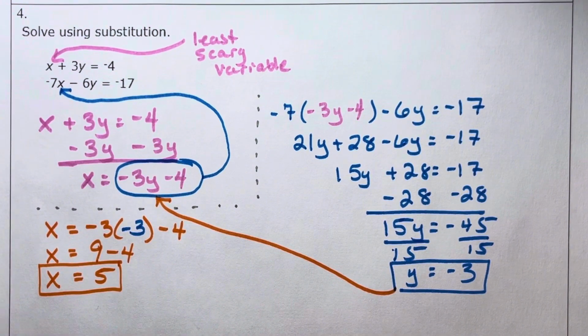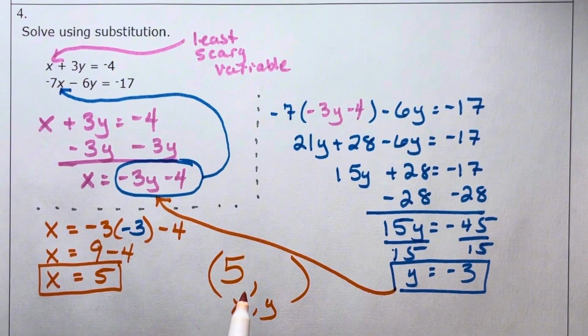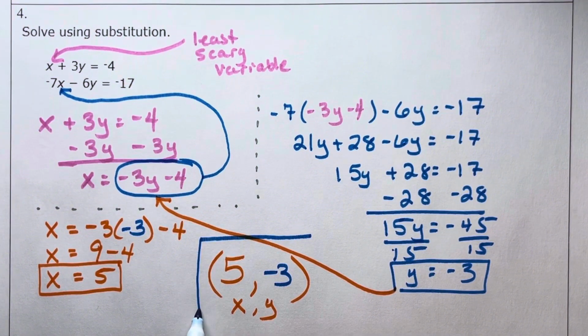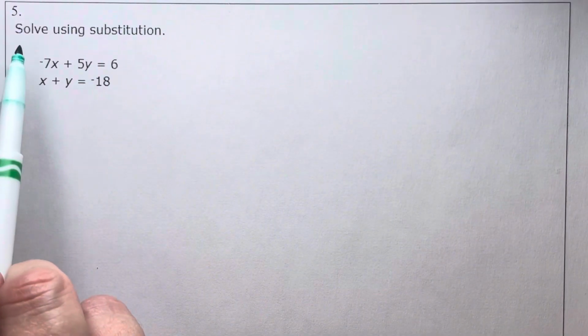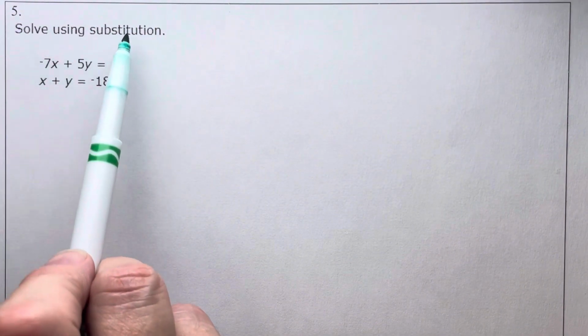We have our final needed value. Let's go write our final answer. Of course, it's in the order of x and then y, regardless of which variable you found first. X had a value of 5, y had a value of -3, and as a result, the solution to our system of equations is the point 5, -3. And there you go.